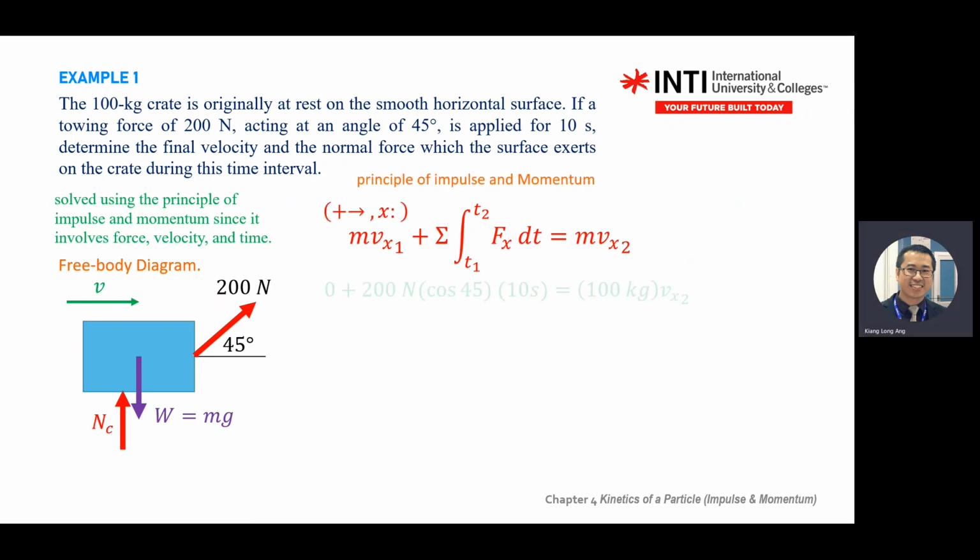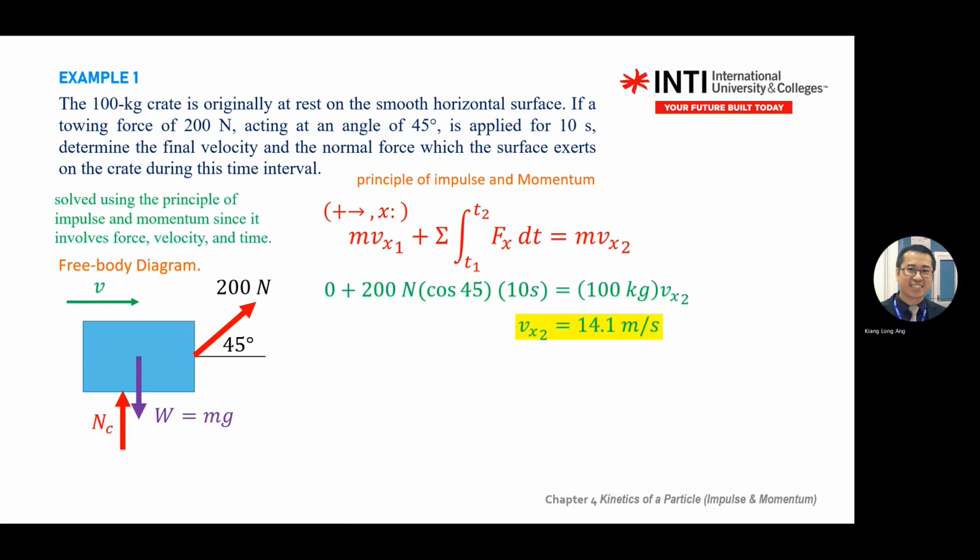So I plug in the information. mv 0 because velocity in x is 0 before the start, it tell you from the rest, so 0. What is the impulse that you have? Force times time, but force, it must be in the x direction because you are looking at x direction. So this one changed to x direction, cos 45. 10 seconds, m still same, velocity you want to find. So from here you find your v2. Vx2 means the vector in x direction. You do the same for y.